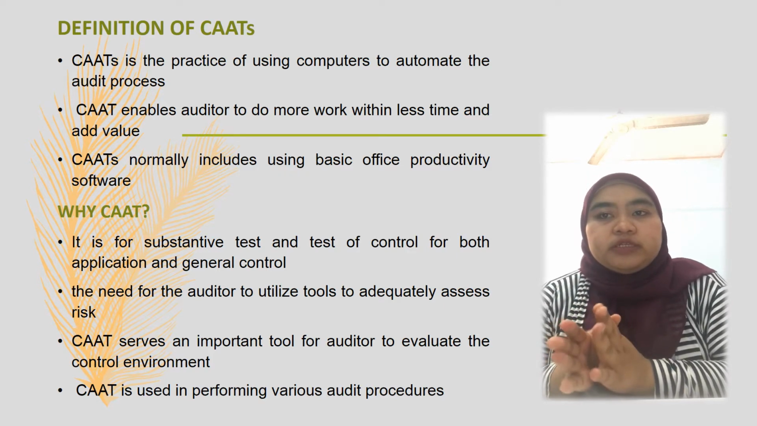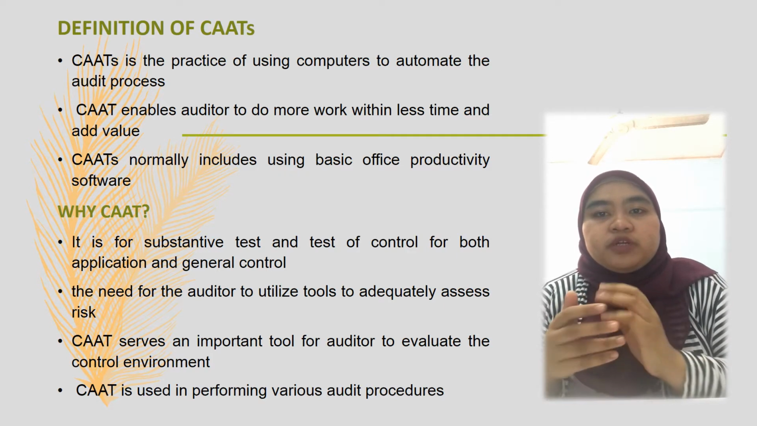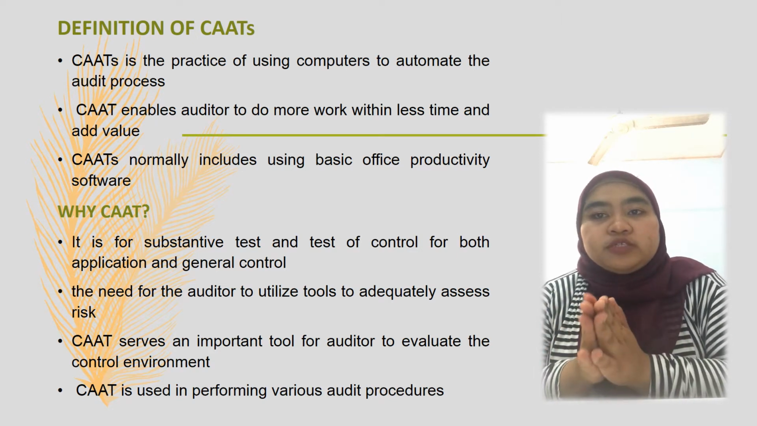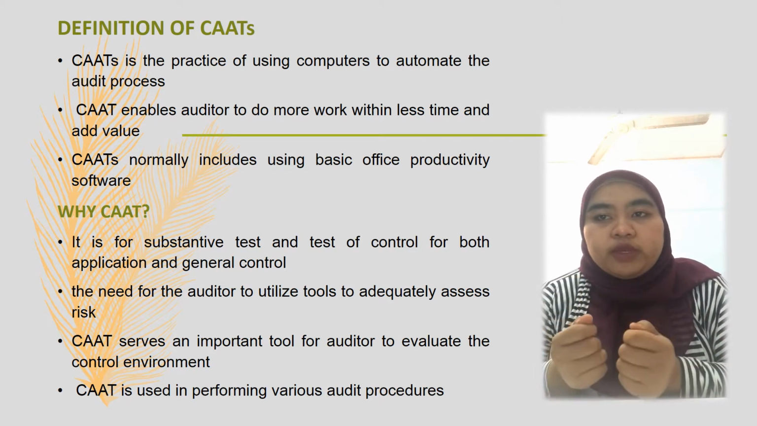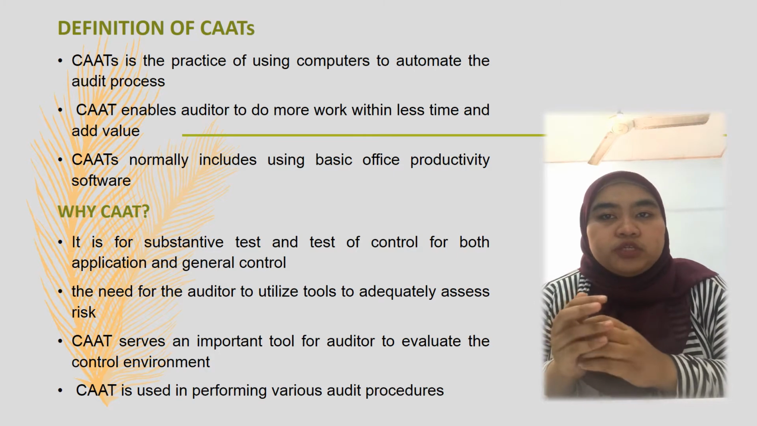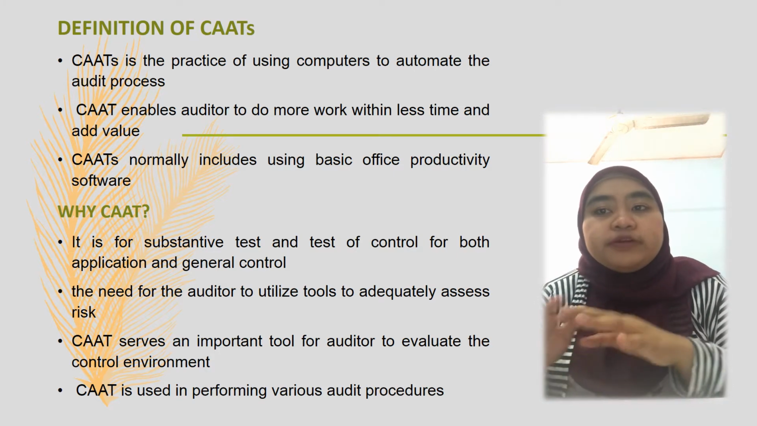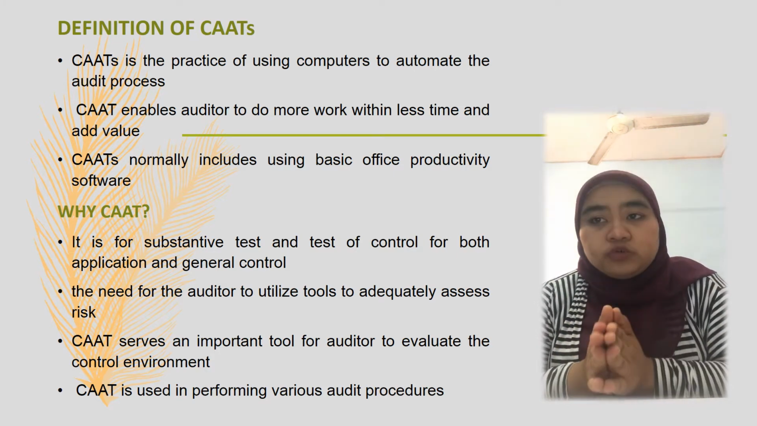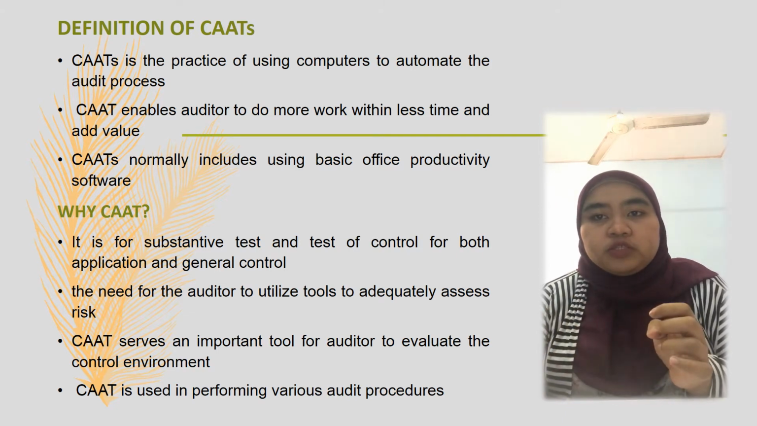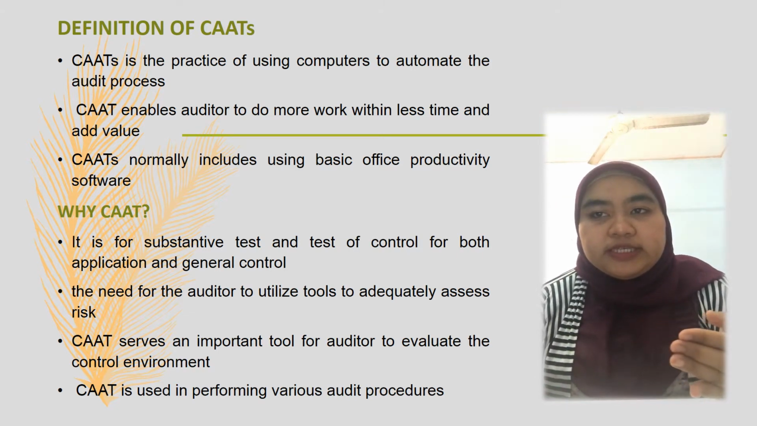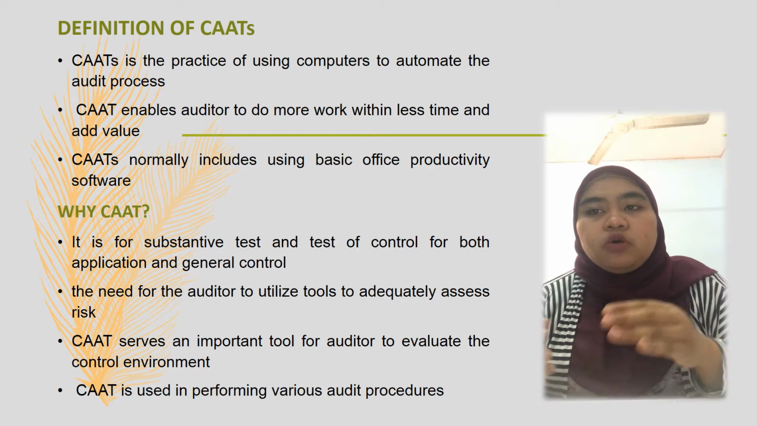On the whole, general controls apply to all computerized applications and consist of a combination of hardware, software and manual procedures that create an overall control environment. Application controls are specific controls unique to each computerized application, such as payroll or order processing.